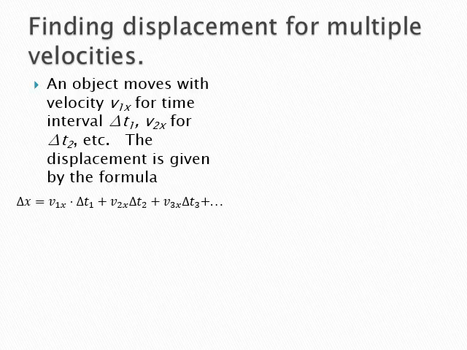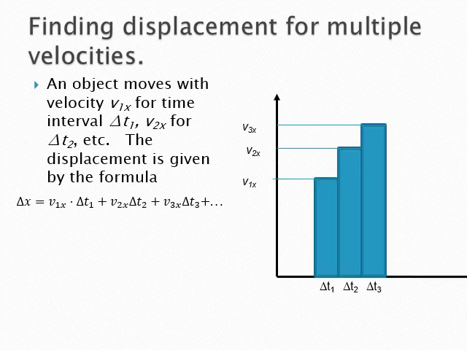So let's see how you would find the displacement if you had multiple constant velocities, one after the other. Let us say that our object moves with velocity v1x for a time interval delta t1 and v2x for time interval delta t2, etc. Then the displacement would be v1x times delta t1 plus v2x times delta t2 plus v3x times delta t3, etc.